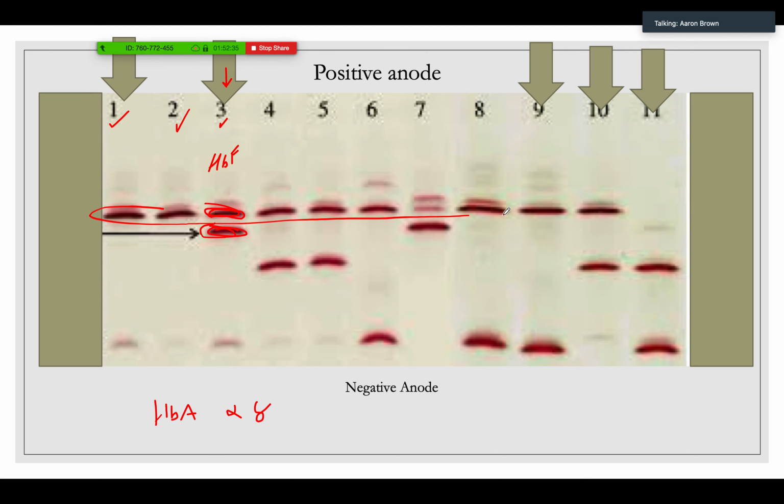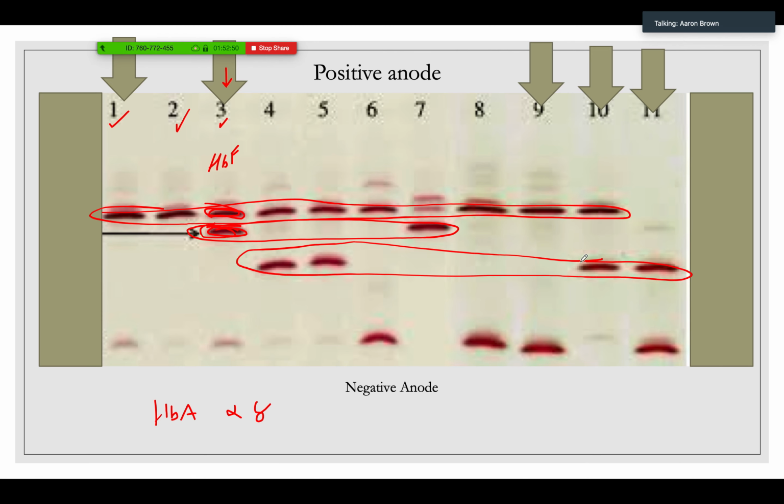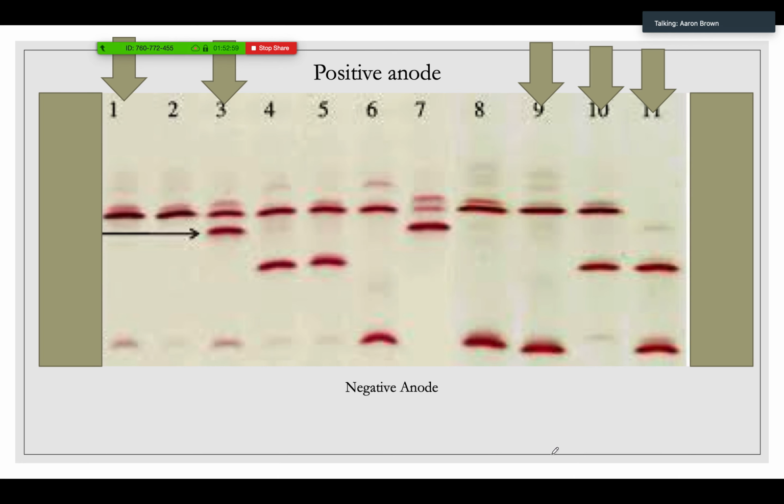No matter which well we look at, this is always going to be our HbA, right? The second well is always going to be that gamma chain. Okay, and so we really only have two other options. We can see that there's another line that makes it almost halfway through the whole panel, and then another line that must be pretty big and bulky because it barely makes it away from this negative anode. And so we need to figure out which line is which.